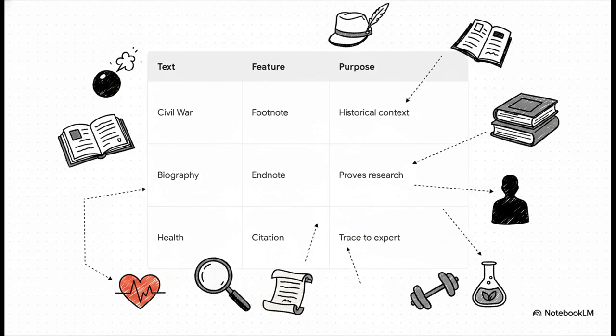Second example, a nonfiction biography. The author makes this bold claim about a famous figure's secret life and uses an endnote. This proves their quotes are based on real research and actual diaries, not just historical rumors.